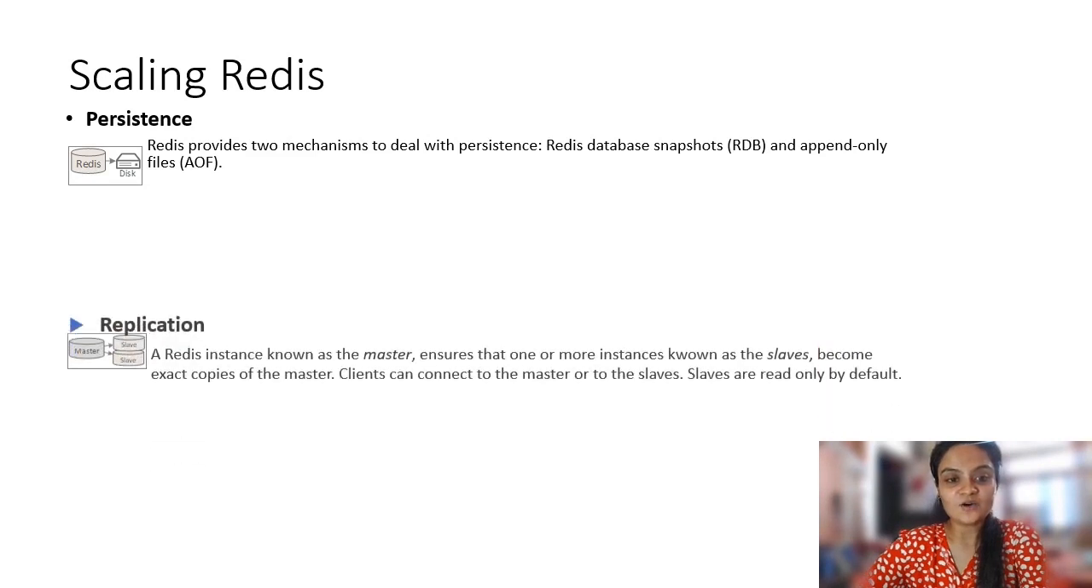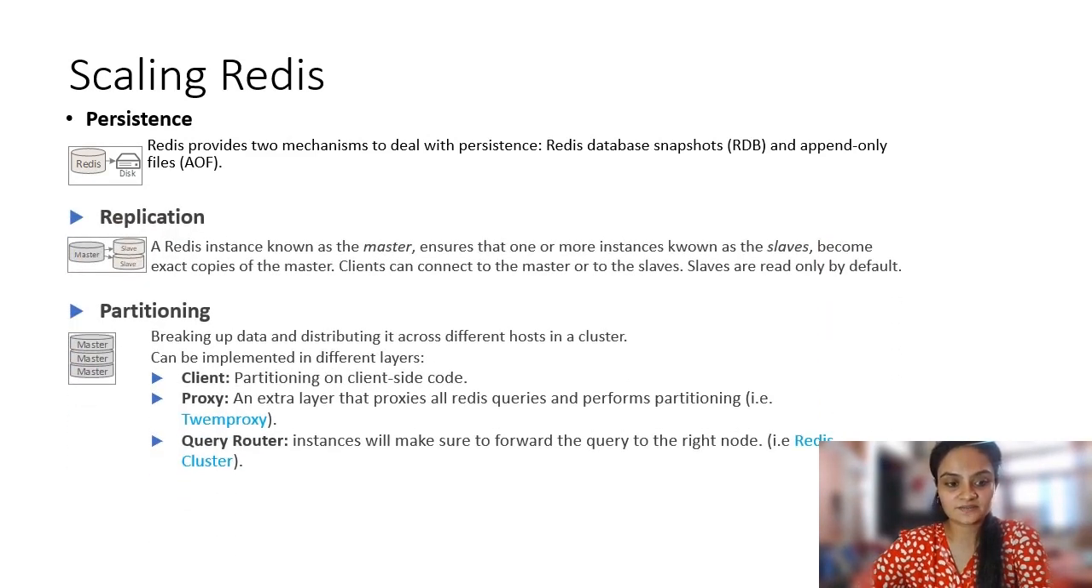Now let's talk about how we can scale Redis. First, persistence. RDB persistence performs point-in-time snapshots of your dataset at specified intervals. AOF persistence logs every write operation received by the server, which will be played again at server startup, reconstructing the original dataset. It is possible to combine both AOF and RDB in the same instance. In this case, when Redis restarts, the AOF file will be used to reconstruct the original dataset.